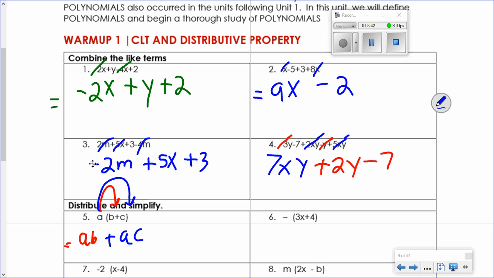Number 6. What do I do if there's a negative in front? Change the signs of each term. What's the sign of 3x? Positive. So I change that sign to negative 3x. 4 is positive. So I change that sign to negative 4. You change the signs inside. Don't stress.